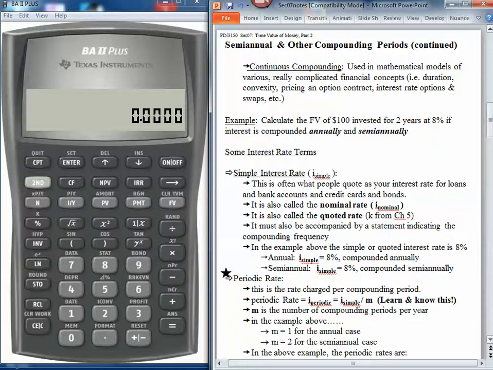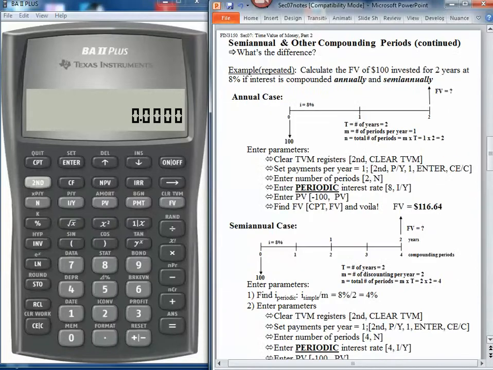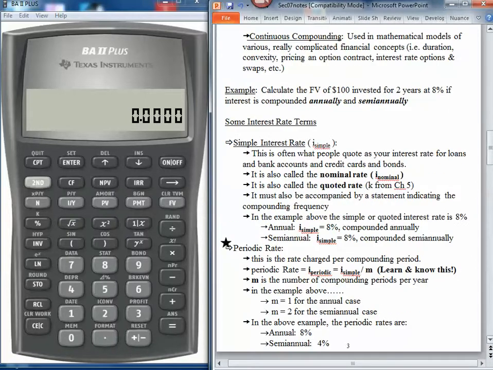So the periodic rate is the simple rate or APR divided by M. M is the number of compounding periods per year. So in the example above, if it were annual, M would equal 1. If it were semi-annual, M would equal 2. So in the above example, the periodic rate for annual would be 8%. The semi-annual would be 8% divided by 2, or 4% per period.